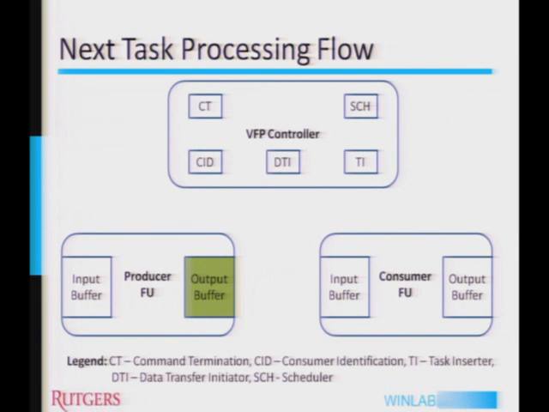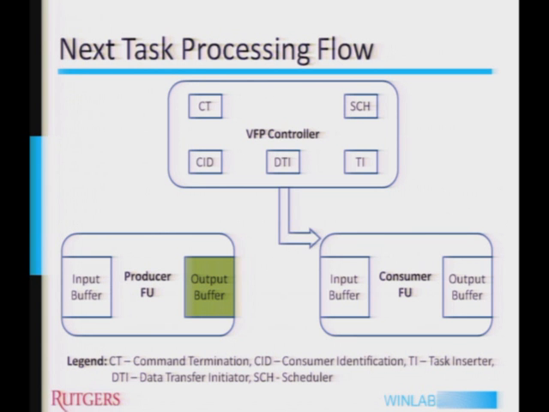In order to understand the next task processing flow in detail, we look at the interactions between the functional units and the VFP controller. When a functional unit has completed the processing of a task, it stores the output data into its output buffer. At this instant, it sends a command termination message to the VFP controller indicating that it has completed task processing. Now the command termination block triggers the consumer identifier block to identify the next consumer, or the next functional unit which has to process the next task in the sequence. This refers to the next task table to identify the consumer functional unit and triggers the data transfer initiation unit, which triggers the consumer to pull the data from the producer.